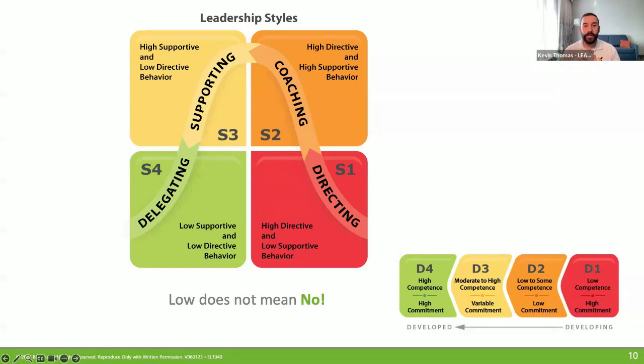Notice here that it's my plan. I named the problem. I came up with the solution. The person that I'm directing, Greg, is only responsible for carrying out my plan.